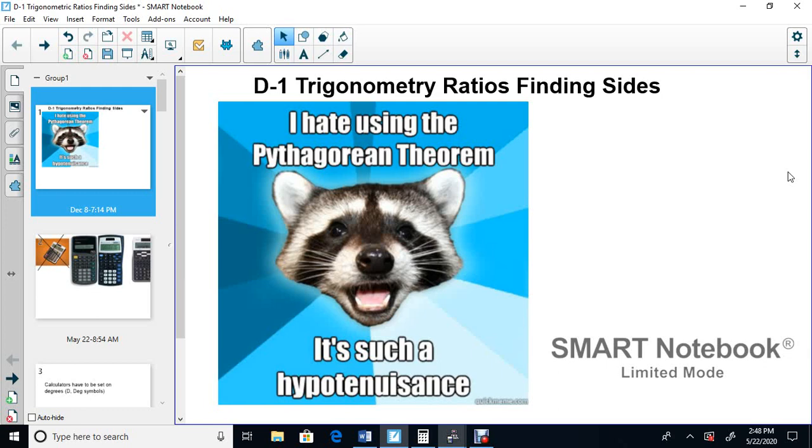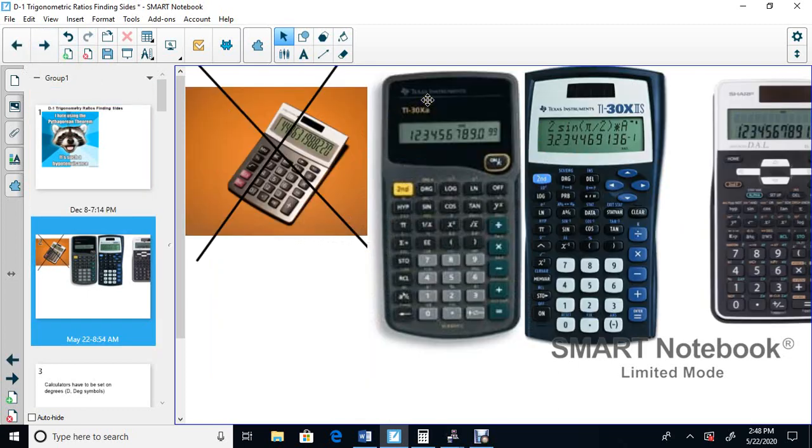Start off with our joke of the day. I hate using the Pythagorean theorem. I wonder why. It's such a hypotenusence.